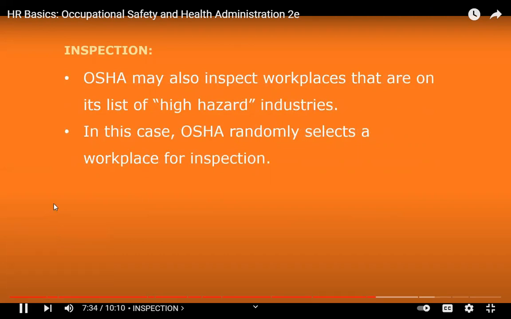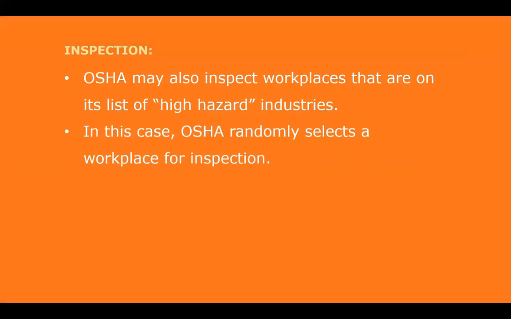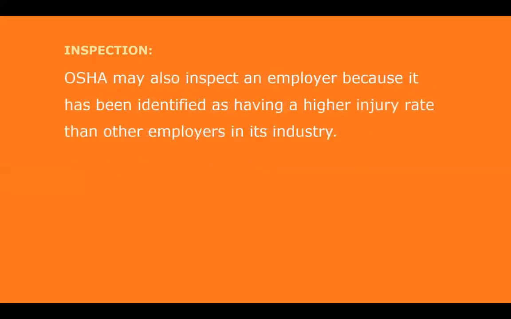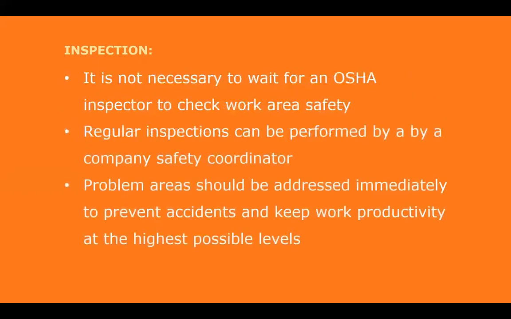OSHA may also inspect workplaces that are on a list of high hazard industries. In this case, OSHA randomly selects a workplace for inspection. OSHA may also inspect an employer because it's identified as having a higher injury rate than other employers in the industry. It's not necessary to wait for an OSHA inspector to check the work area for safety hazards. Regular inspections can be performed by a safety committee or a company safety professional. Problem areas should be addressed immediately to prevent accidents and keep work productivity at the highest possible levels.